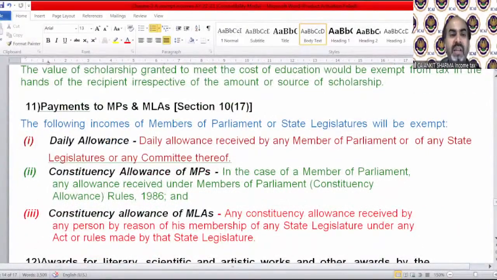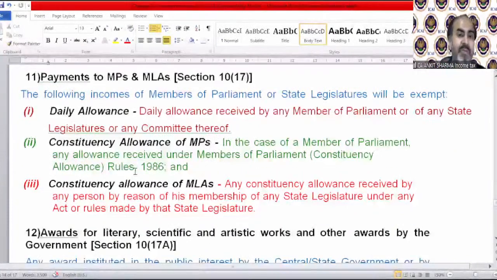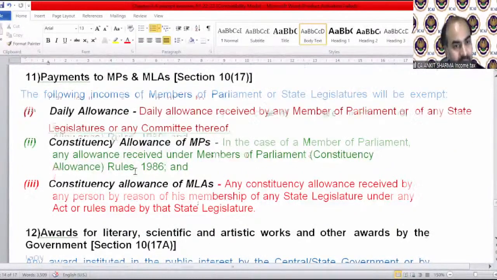Payments to MPs and MLAs, Member of Parliament and Member of Legislative Assembly. The following incomes of members of Parliament or state legislature will be exempted. Daily allowance received by any Member of Parliament or any state legislature is exempted. Constituency allowances of MPs are also exempted. And constituency allowances of MLAs are also exempted.